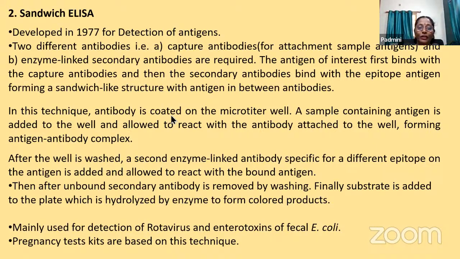So in this technique, the antibody is coated onto the microtiter well. A sample containing this particular serum is added to the well and allowed to react with the antibody attached to the walls of the microtiter. After the well is washed, the second enzyme-linked antibody is added so that it gets bound to the capture antibody, and any unbound ones are washed off with a buffer. And finally, you're going to add the substrate, wherein the enzyme is going to hydrolyze that particular substrate, and it is going to give that color.